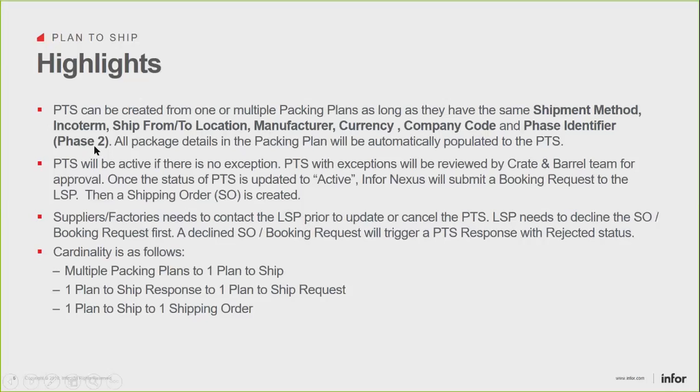So once the plan to ship feature is enabled after go live, Cranberry will send in the purchase order amendment to get this indicator updated. Okay. The packing plan data, such as the carton weight, item quantity, volume, and carton counts, will be populated onto the plan to ship.